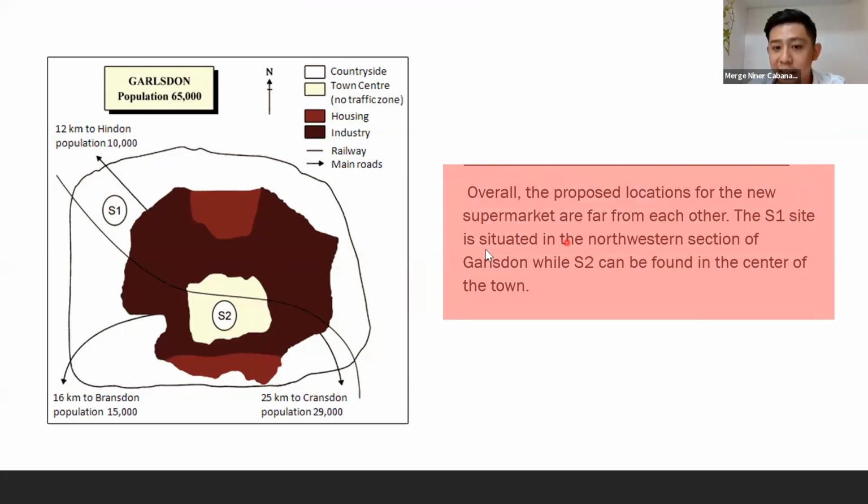The S1 site is situated in the northwestern section. Here is the northwestern section of Garlsden, while S2 can be found in the center of the town. Here is your S2, and the color indicates dirty white. So town center, center of the town, middle section of the area. They are completely far apart from one another.